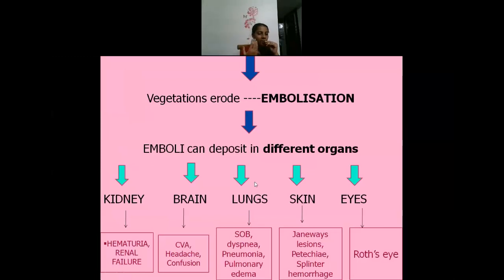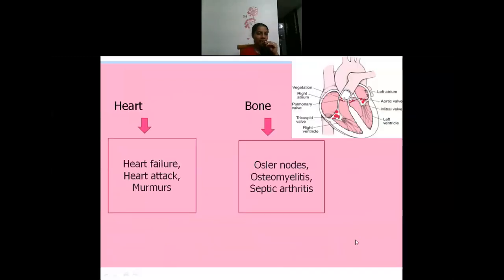Next, the skin can be affected, like Janeway's lesion, petechiae, splinter hemorrhage. This I will tell you in detail in clinical manifestation. In the eyes, there can be Roth's spots, which we will also discuss in detail in symptoms. And in the heart, this emboli can result in heart failure, that is inability of the heart to pump the blood. Heart attack may happen, and along with that murmurs may be heard. A murmur is a new abnormal heart sound.